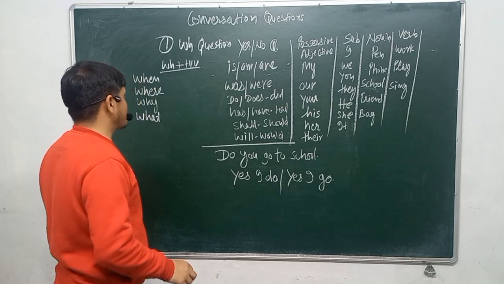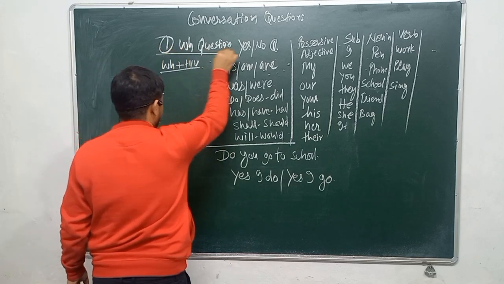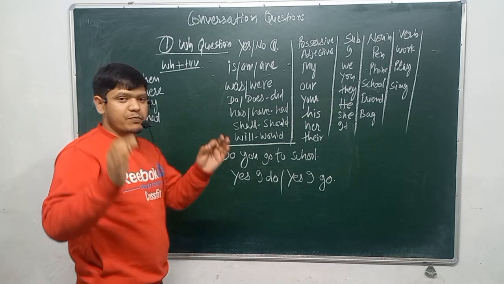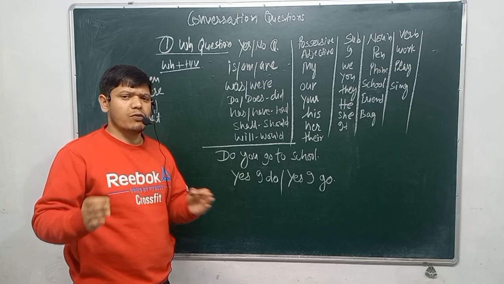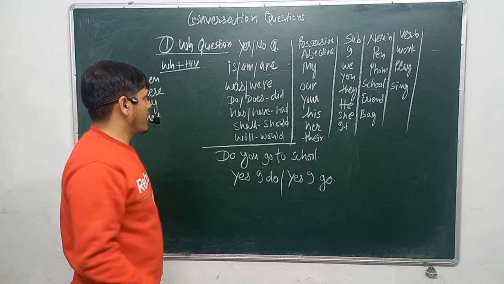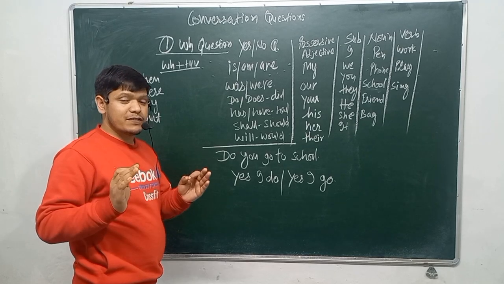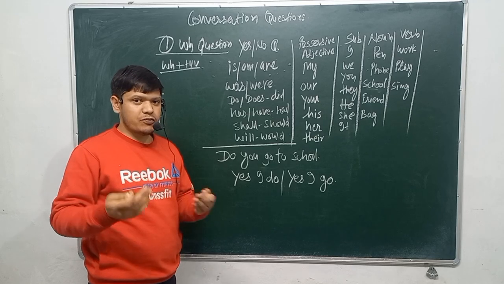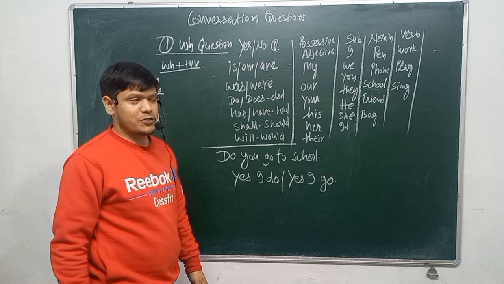First of all, we need to understand that we have two kinds of questions for conversation in English language. Number one is called WH questions, the questions which begin with WH question words: when, why, where, how much, how long, how far, how often. These are all known as WH questions. Whenever we ask WH questions, the answer always requires a reason.